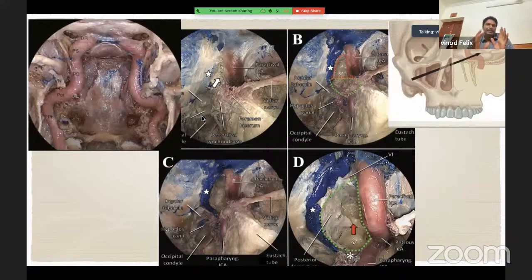Now you are seeing the things from the nasal cavity. This is a sphenoid sinus completely opened up, sphenoid sinus. This is the nasopharynx, the entire carotid artery.